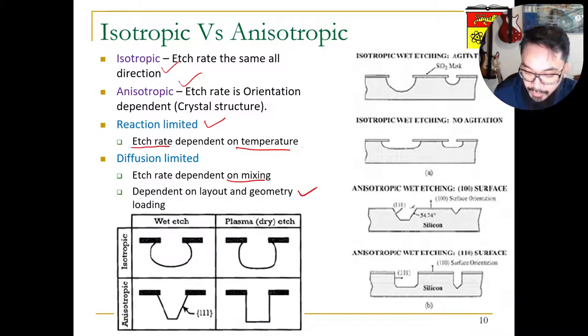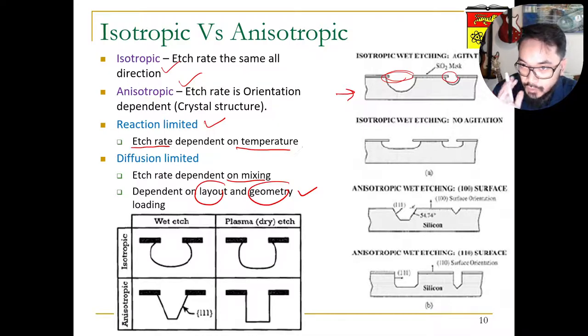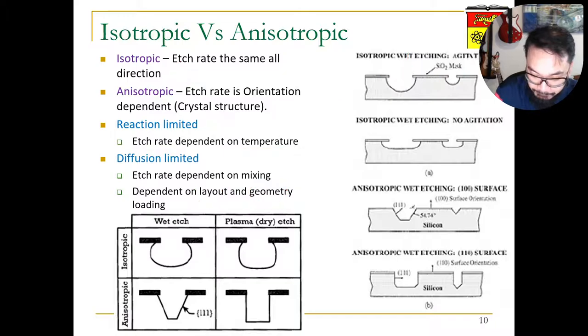It can also be dependent on layout and geometry loading. Let's recall, layout and geometry loading refers to the opening. If your mask opening is big, then the chemical reaction or etch rate will be faster than if you have a small opening. Looking at this example here, if you put it in the same etchant, you would expect the etch rate to be the same, but it's not, because it depends on how large an area is exposed. Here you're exposing more area compared to this part here, so the etch rate on a smaller opening is slower than the overall etch rate of the larger opening.